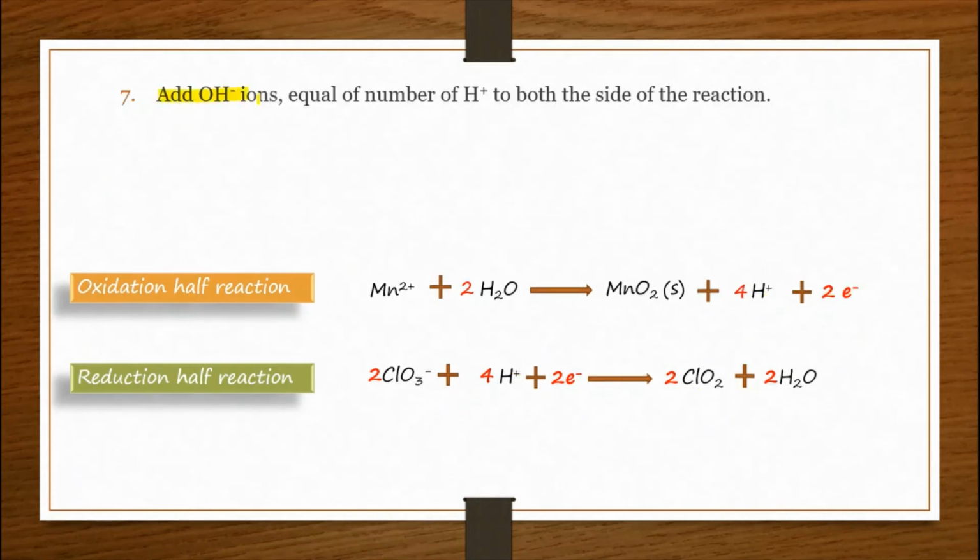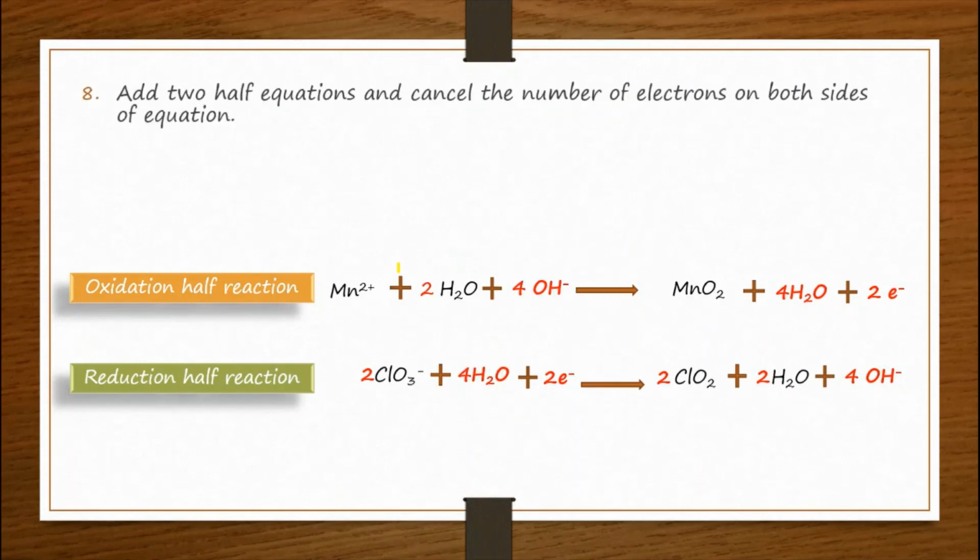Now you have to add OH minus ions equal to the number of H plus ions to both sides of the equation. So here there are 4 H plus ions, so we have to add 4 OH minus ions to both sides of the equation. In the reduction half reaction also there are 4 H plus ions. So we have to add 4 OH minus ions to both sides of the equation. 4 H plus ions and 4 OH minus ions combine together and you will get 4 water molecules.